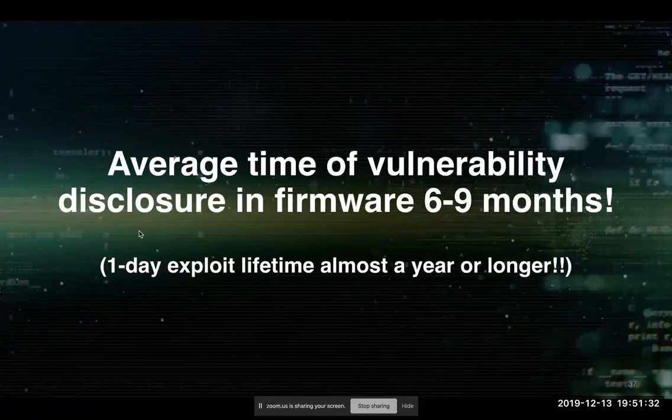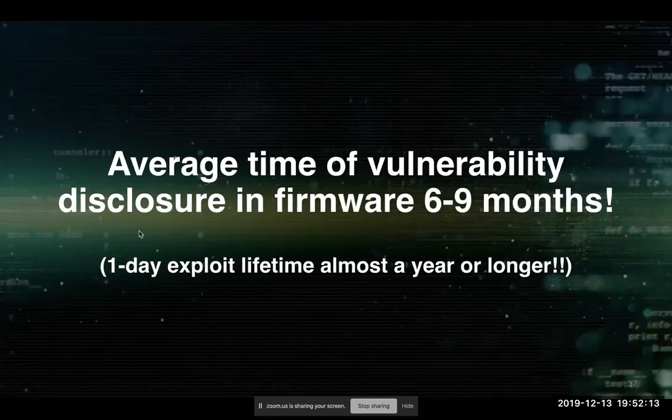Another problem is the one-day vulnerability lifetime inside the firmware, which is very long. The average time of vulnerability disclosure in firmware took literally half a year, or one year or more. When you talk with a vendor about a new vulnerability in the firmware, it's not only regarding the fix, it's also the update cycles and many other things.